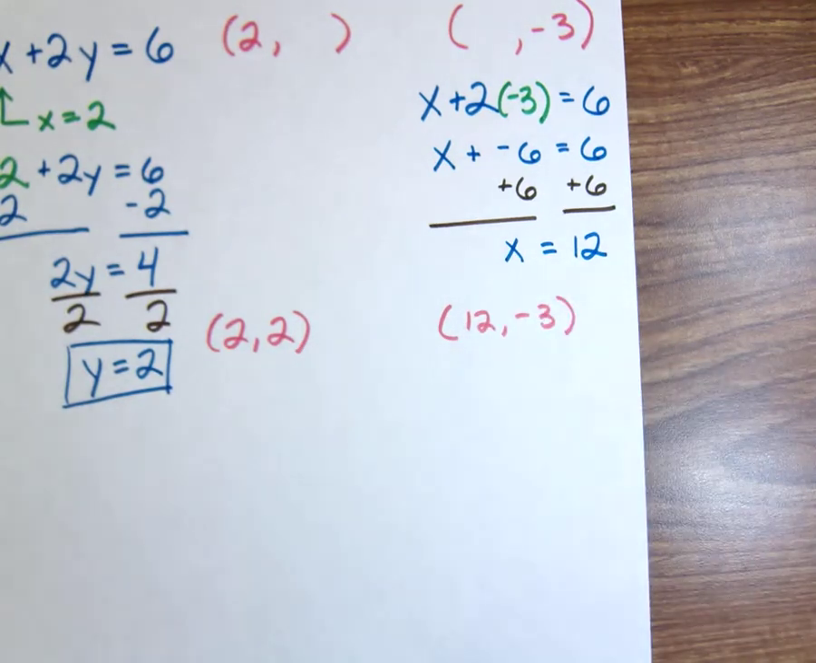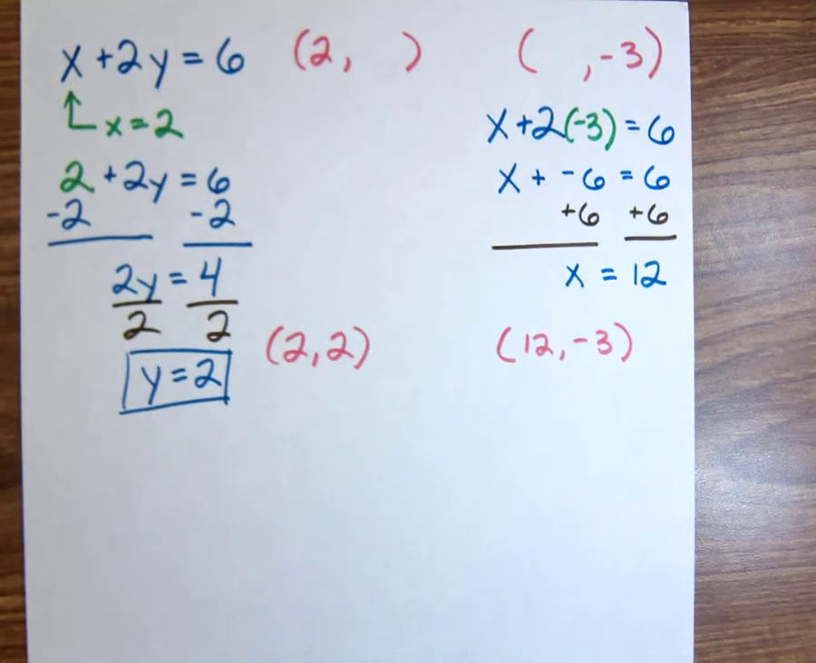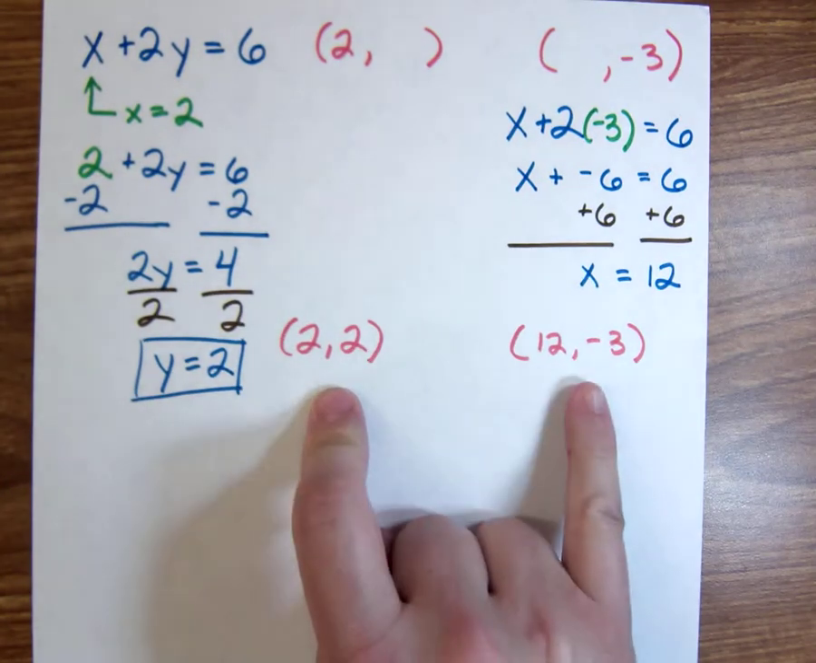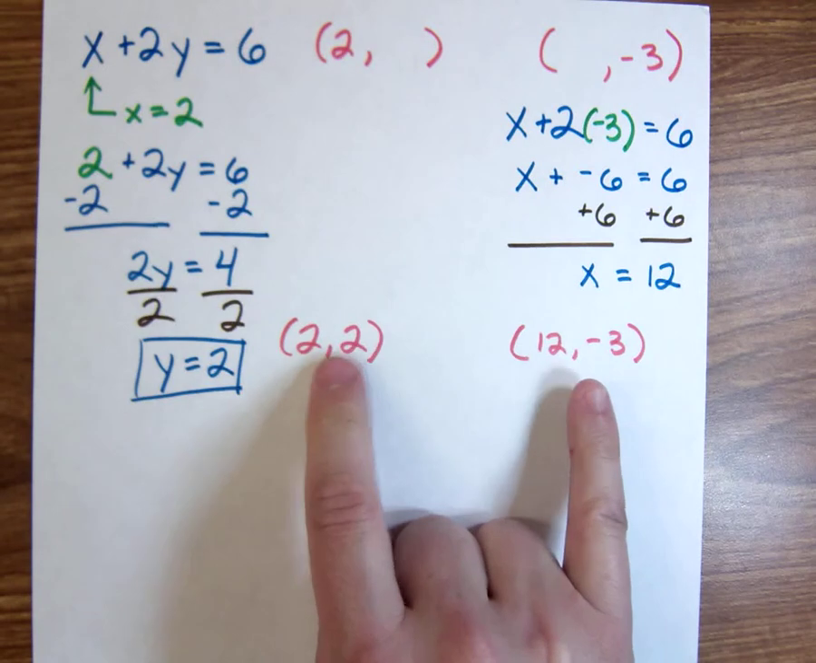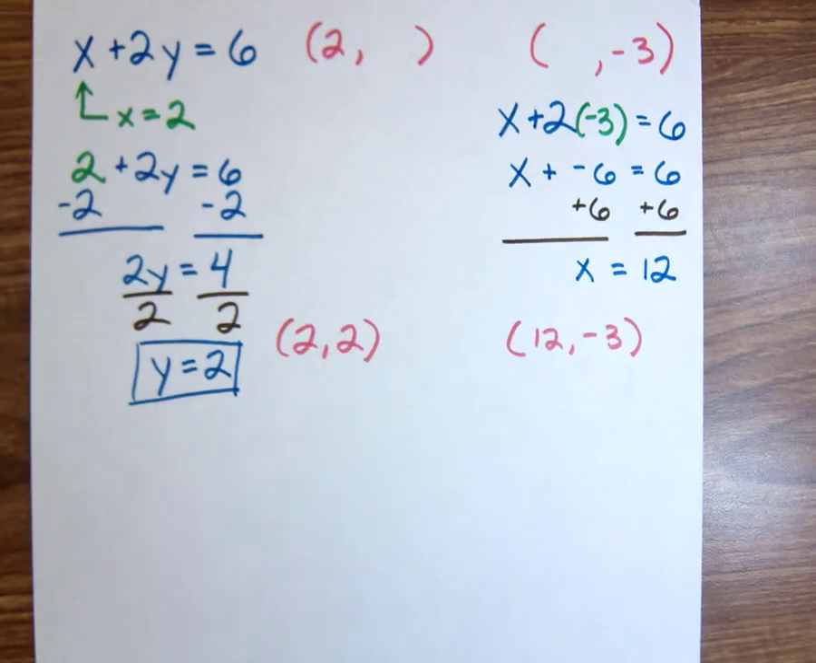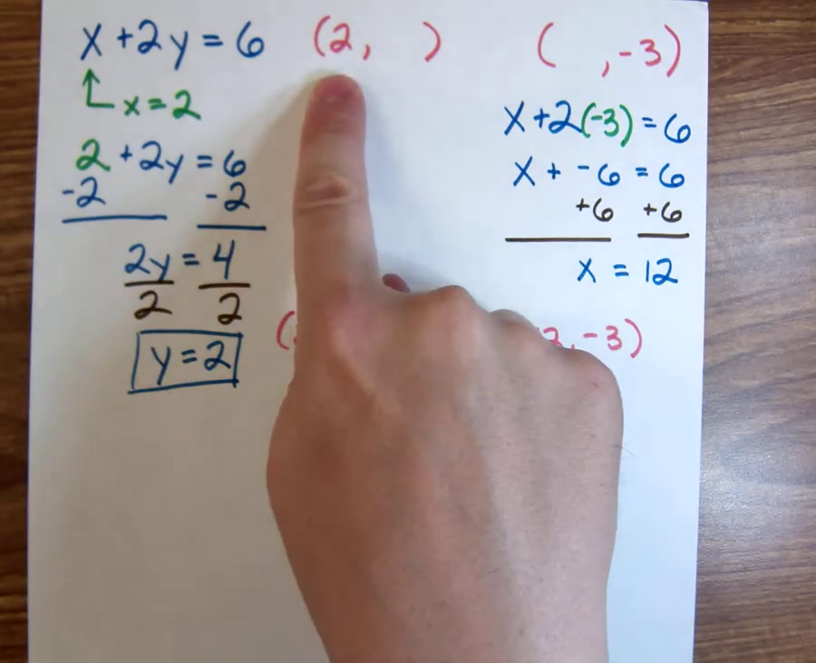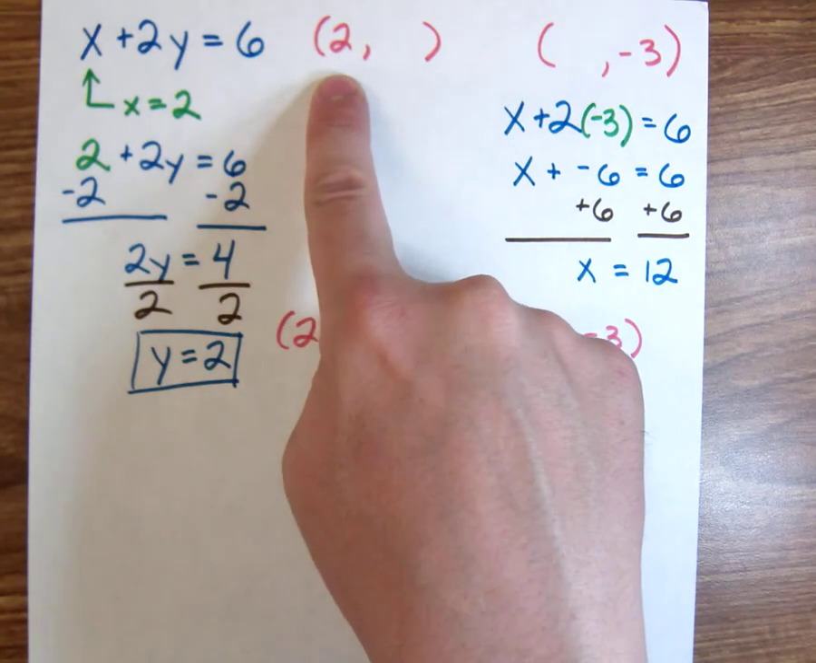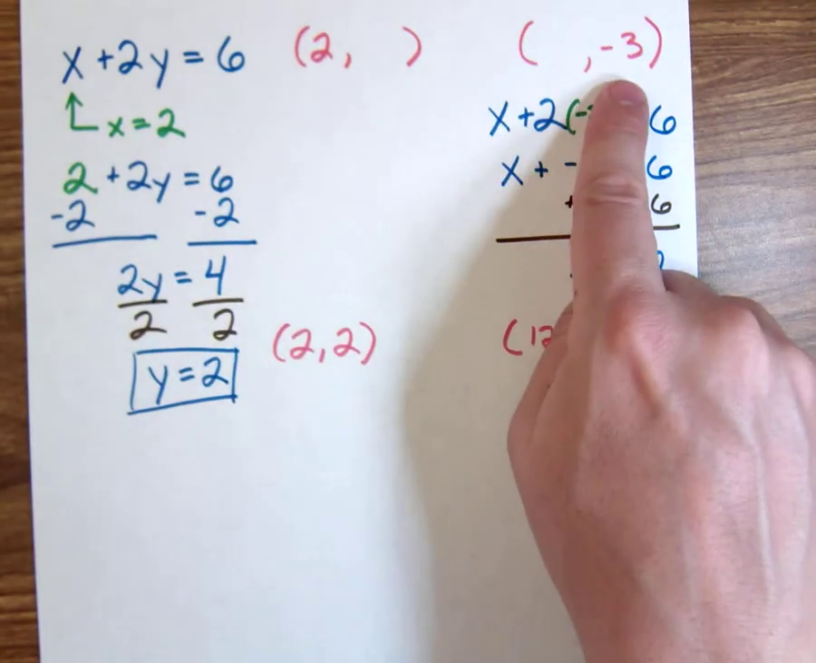So if I wanted to graph this, I could put a point on my Cartesian plane at 2, 2 and at 12, negative 3 and connect those 2 dots, and that would give me my line. What I want you to notice about the way that we found those 2 points is that this wasn't a special number. I just made that up. I just said, hey, I want the x to be 2. And then over here I said, hey, I want the y to be negative 3.